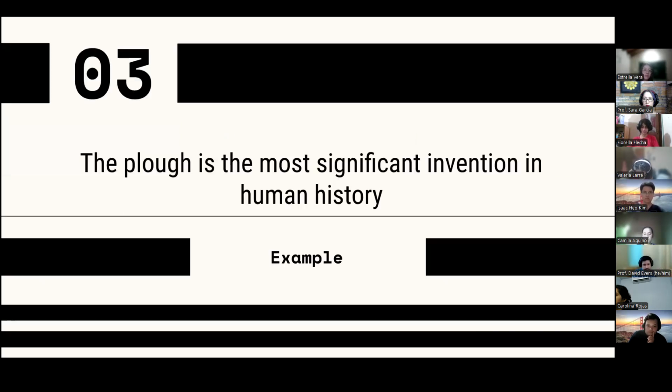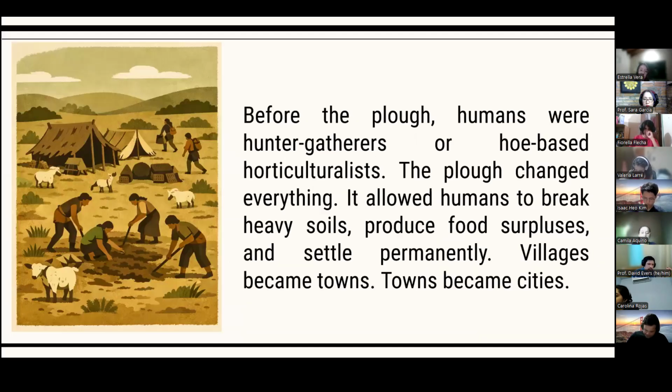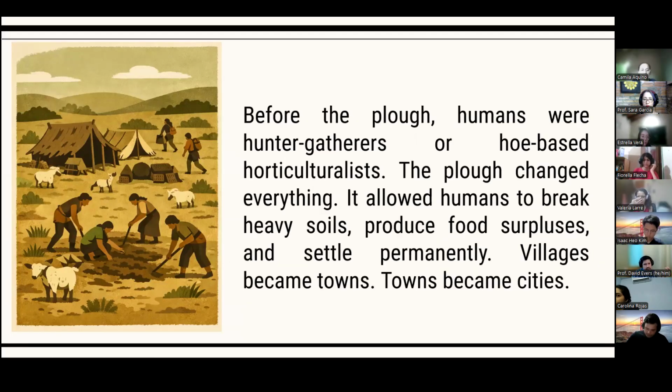So we've seen this in the last class. We've seen this claim, this statement last class, and we discussed it a little bit as well. So we're going to use it today to practice our claims, our evidence, and our warrant structure. So our example was that the plow is the most significant invention in human history. Now, can I get a volunteer to read this part?